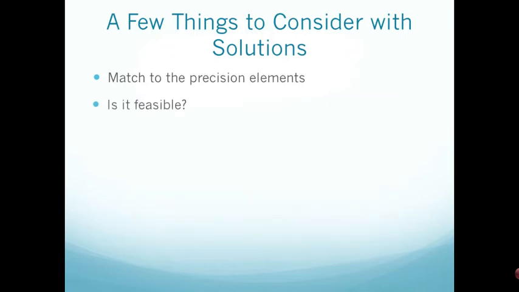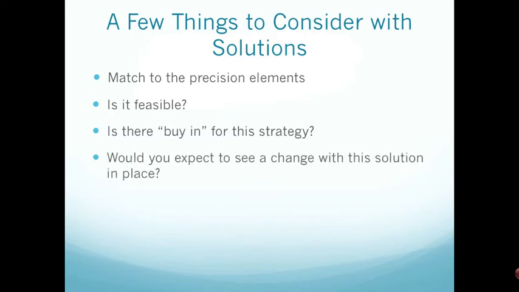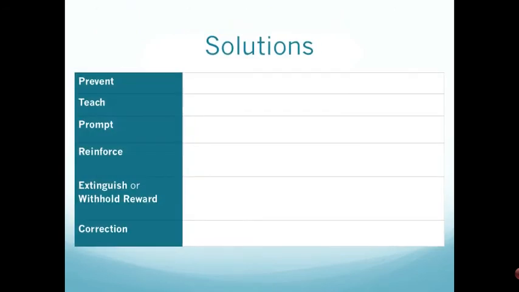We also have to consider if the solutions are feasible, given the resources that we have and the context in which we believe we want to implement the solution. We have to make sure that there's support among the staff who are going to be implementing these solutions. And then, would you expect to see a change in the behaviors given this solution being put in place? These are important things to consider as we think through solutions to put in place.